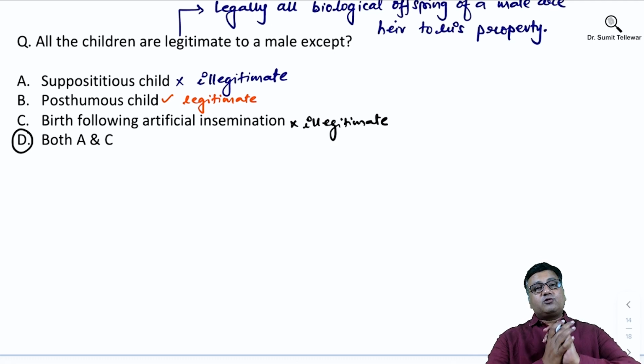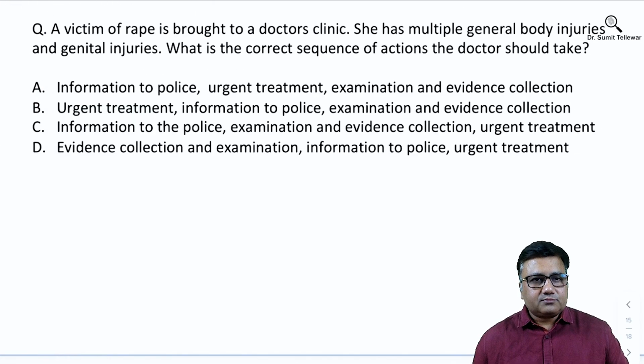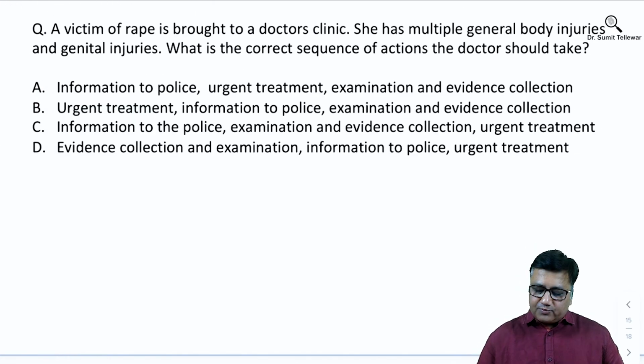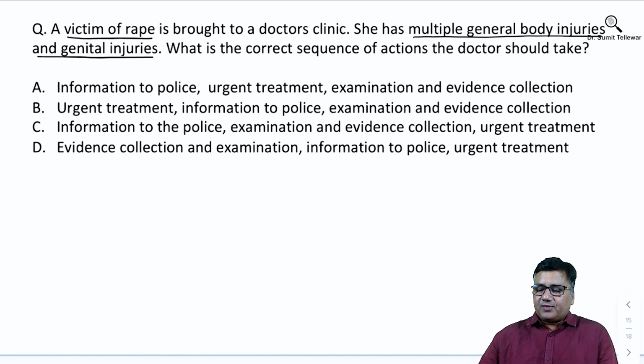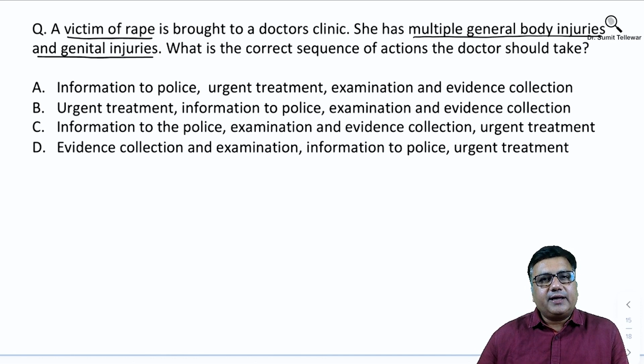Okay, अगला क्वेश्चन देखते हैं अब. A victim of rape is brought to a doctor's clinic. She has multiple general body injuries and genital injuries. Okay, so we have multiple general body injuries and genital injuries. She is a victim of rape. What is the correct sequence of actions the doctor should take?